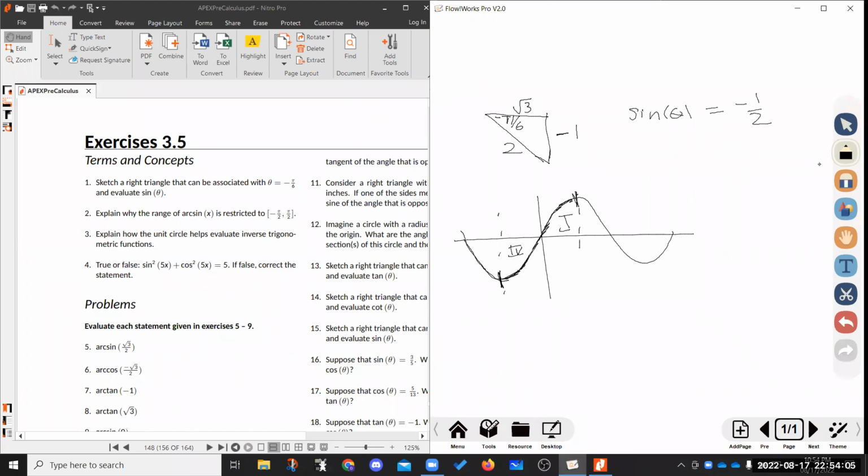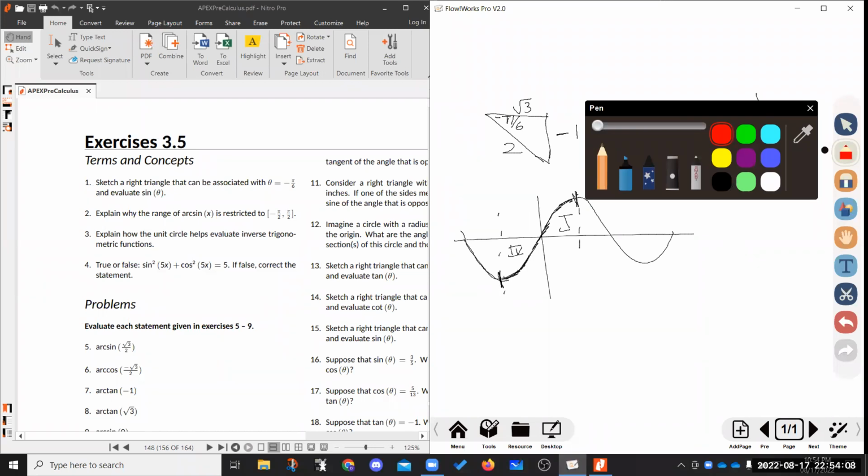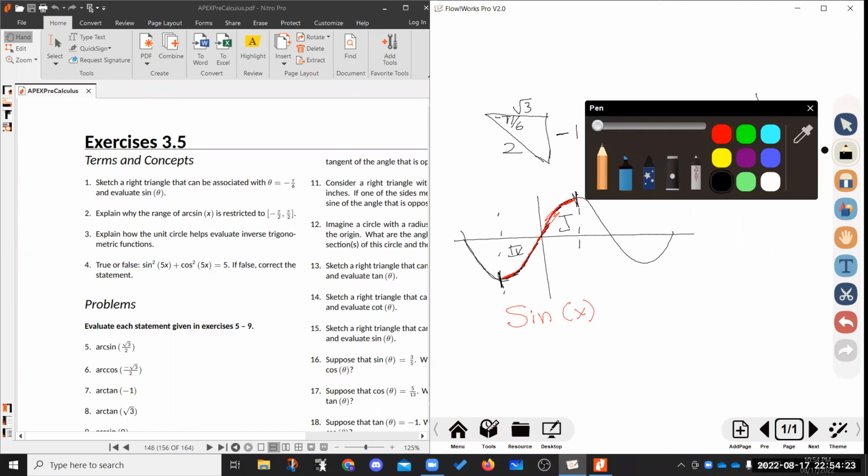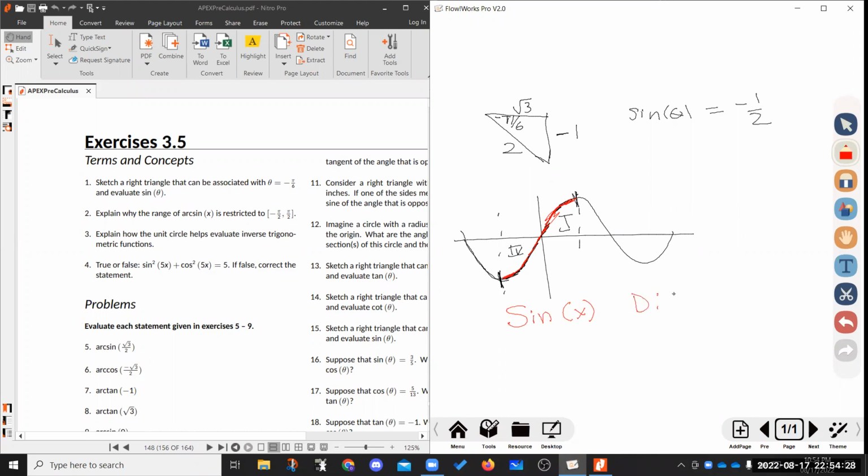In fact, let me change colors. This piece that I'm coloring in red right here is what we're going to call the capital S sine function, and that means that it has a restricted domain. So capital S sine is going to have a domain of negative pi over 2 to pi over 2. It's going to have a range that's the same as little s, sin(x), from -1 to 1. They keep the same range.